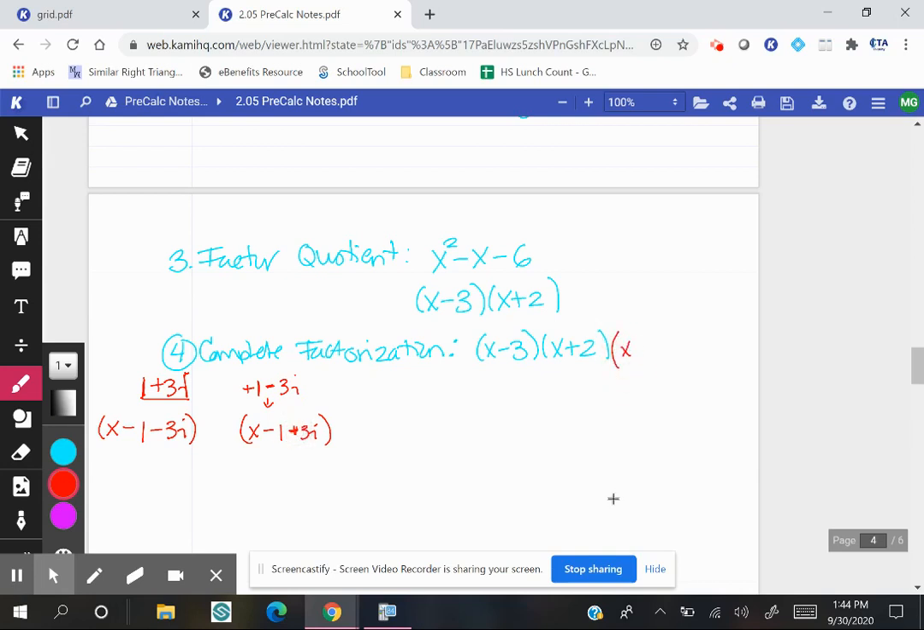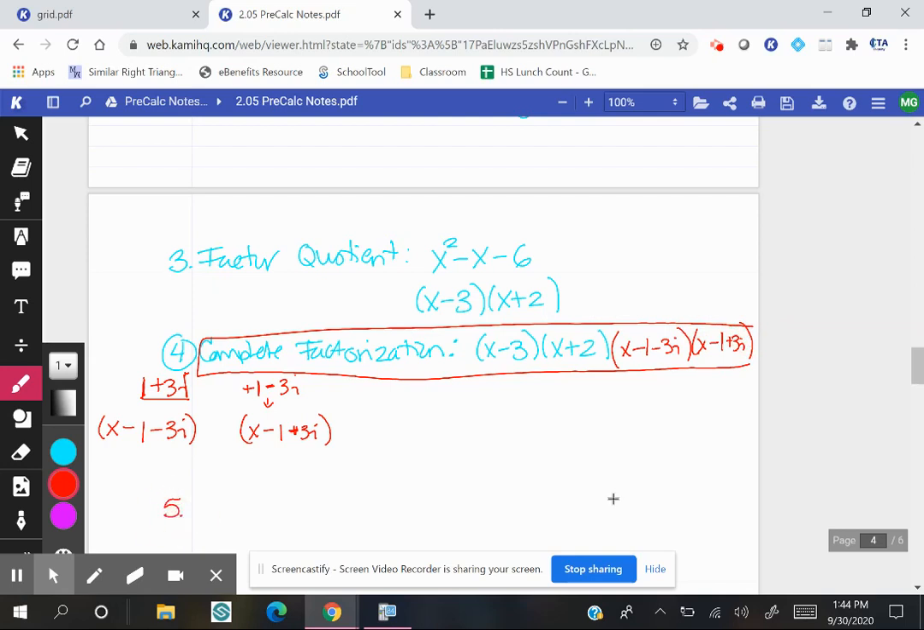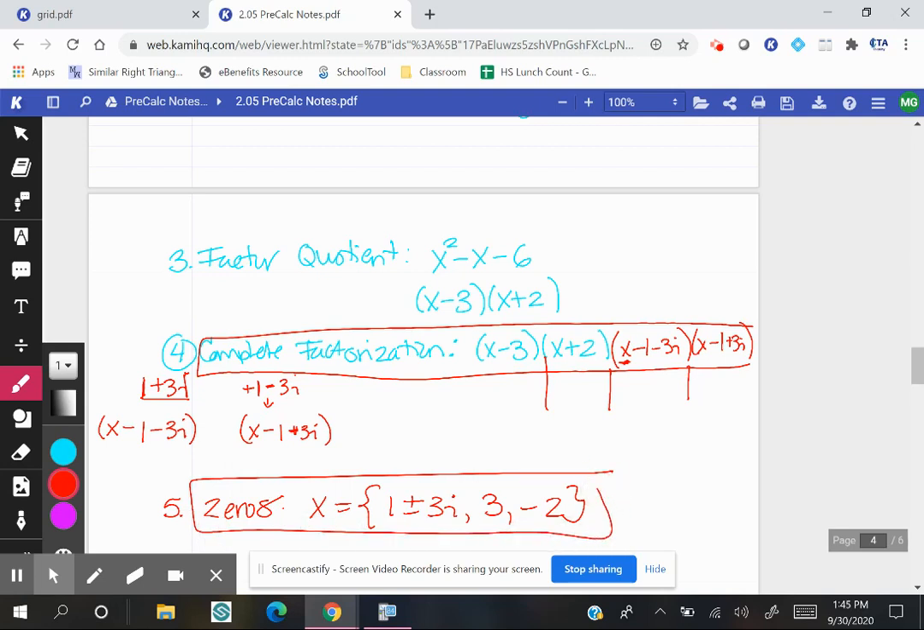So those will be my other linear factors. So a little bit tricky there, but make sure you change the signs of both. Make sure there's an x in each of these. Don't just write 1 minus 3i, 1 plus 3i, because those are your zeros. And now let's list out all our zeros. So x equals 1 plus or minus 3i. So that's the 0. There's no x in there. And then 3, and then also negative 2. So if I just set each of these equal to 0, I would get all of my zeros.